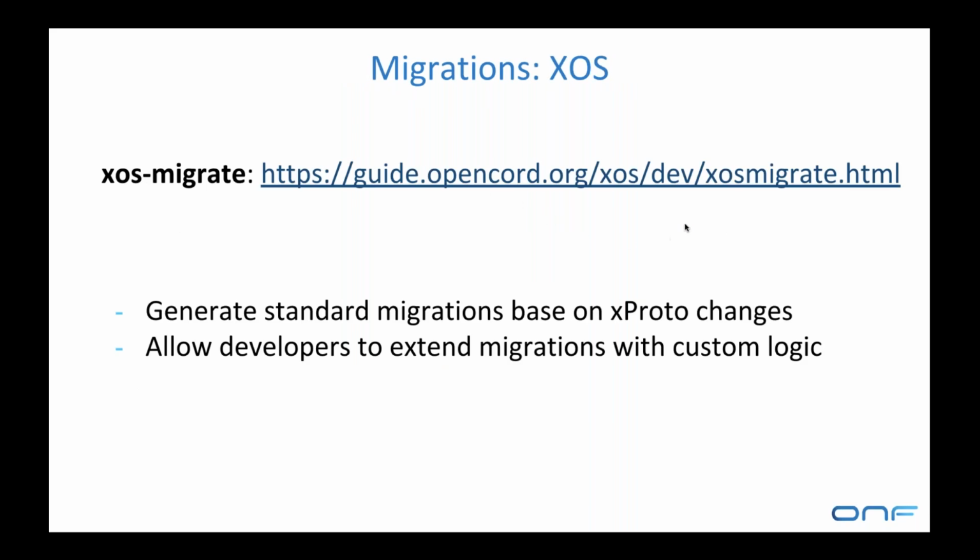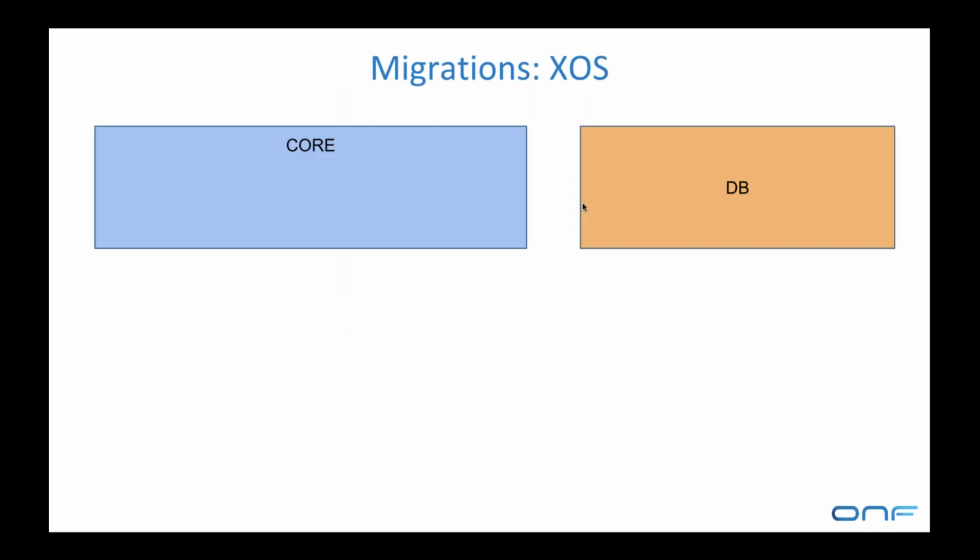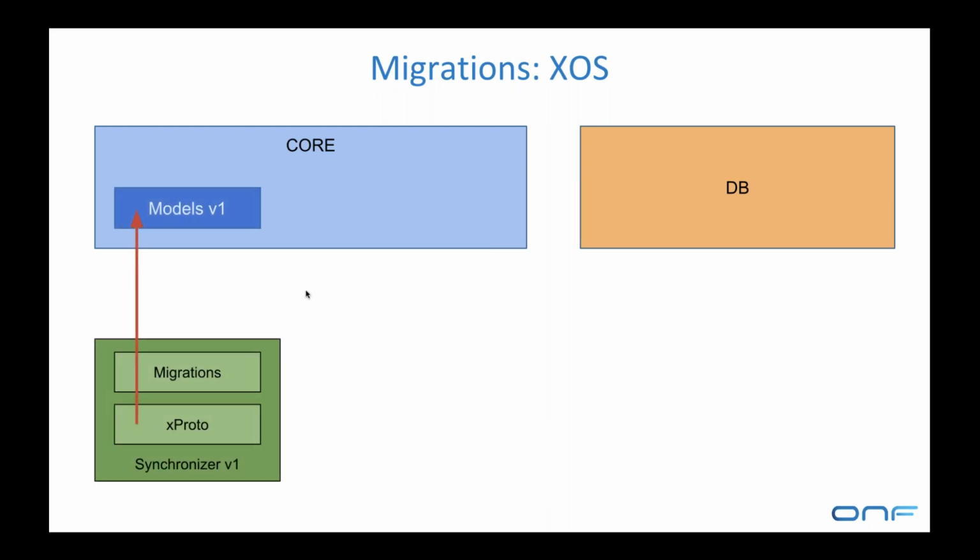Anyway, I encourage everyone to take a look at this guide, and the last slide tried to describe how the migrations are actually implemented in XOS. So you generate migration as code, and they are loaded into a synchronizer. As soon as you start your synchronizer the first time, the synchronizer will load the protos in the core, and the models will be generated. The same way it will load the migration in the core, and the core will execute the migration against the database to create the first version of the table in it.